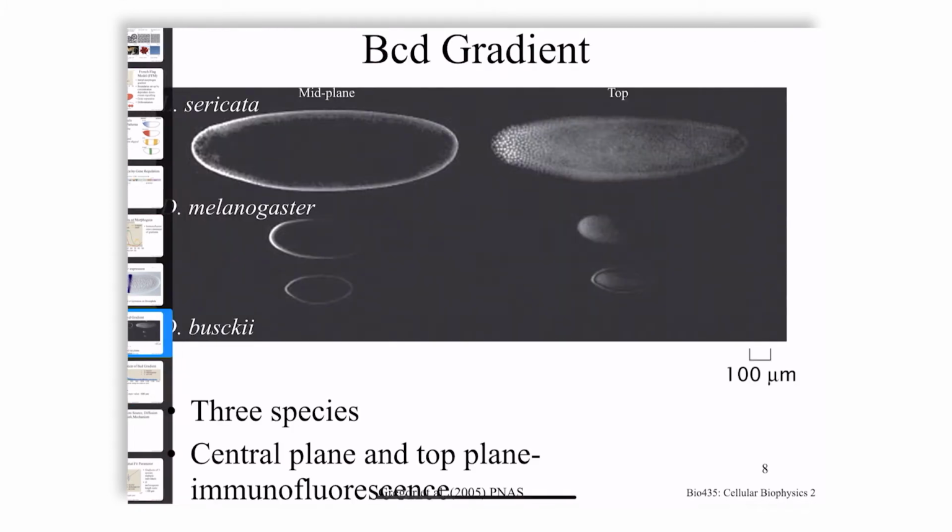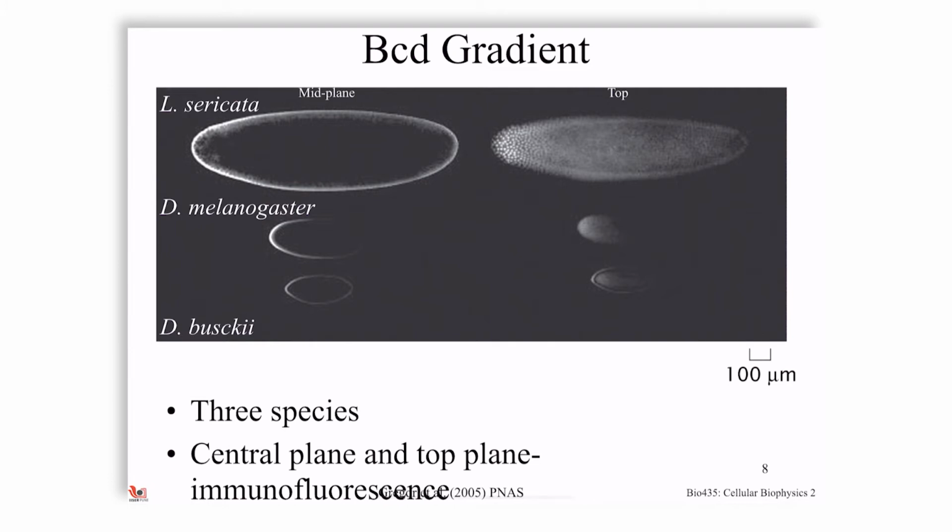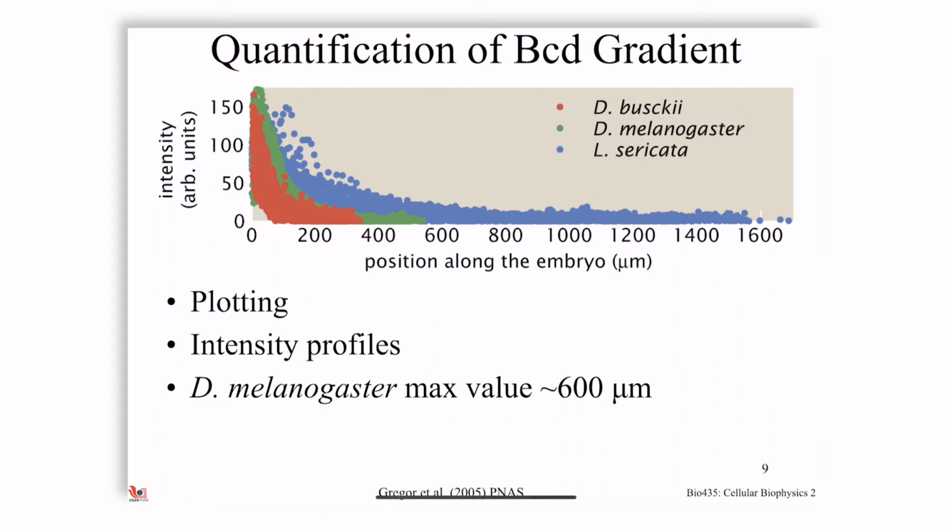And if you remember, I had shown you this slide earlier, which is that the L. sericata embryo is almost in the range of 500 microns to 1 millimeter in length, as compared to about 200 to 300 micrometers for the Drosophila melanogaster embryo, and D. busckii is even smaller. So this would suggest that the gradient will also somehow change. How does it change is an interesting question, and it is what we have been talking about earlier.